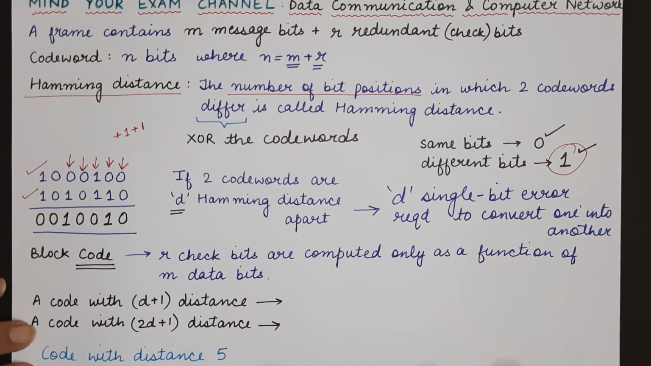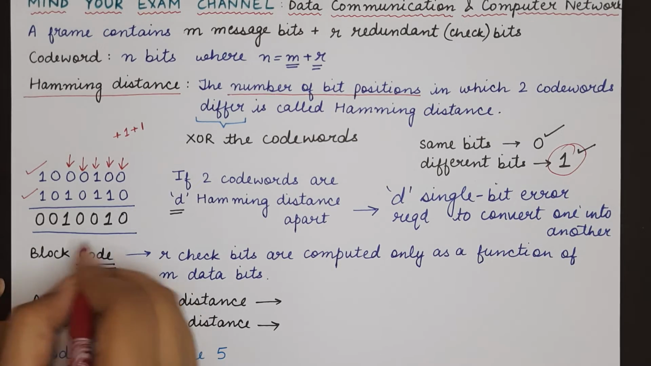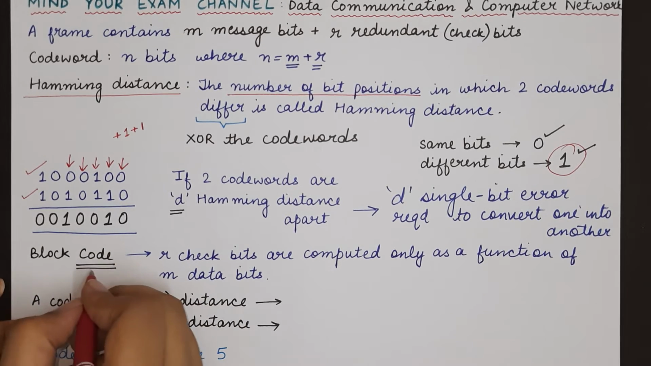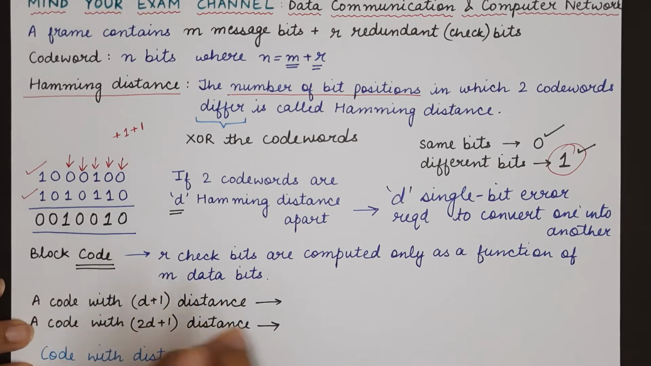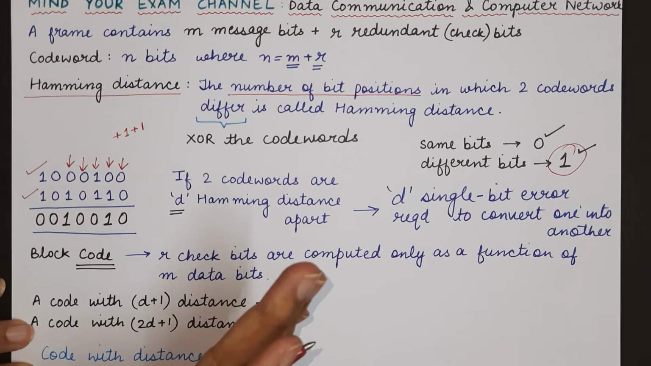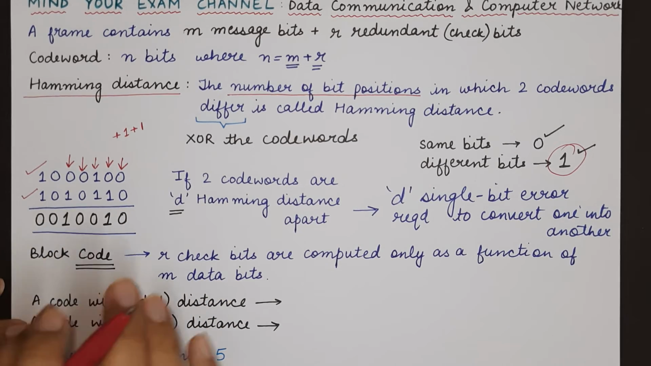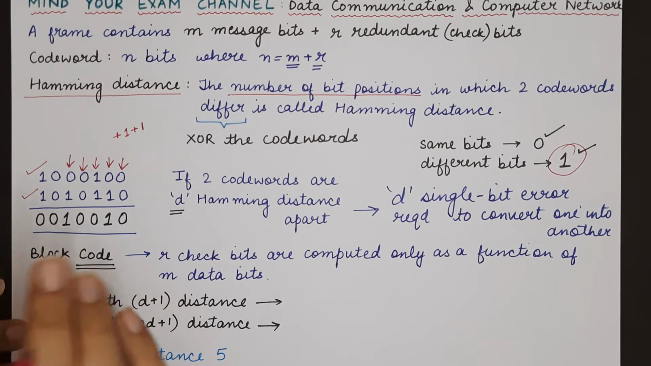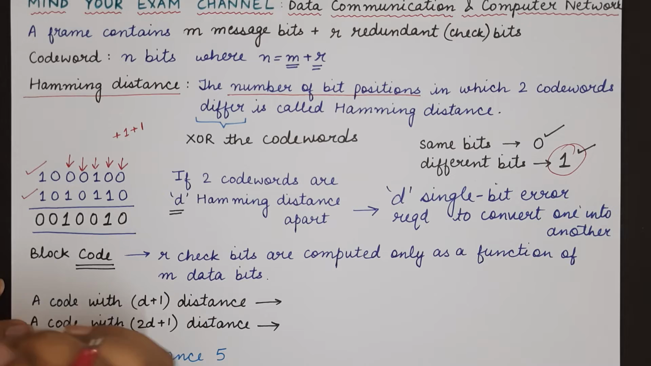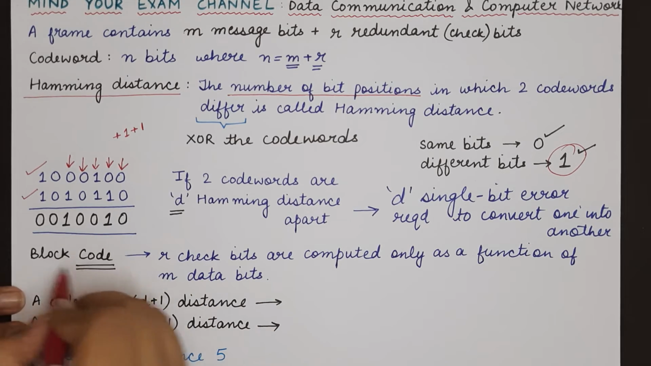Now let us come to the definition of a block code. Code here means either an error correcting code or an error detecting code. Which specific code we are talking about, we'll consider separately in future videos, but for now, generally when we talk about a code, we mean either an error correcting code or an error detecting code. So what is a block code?